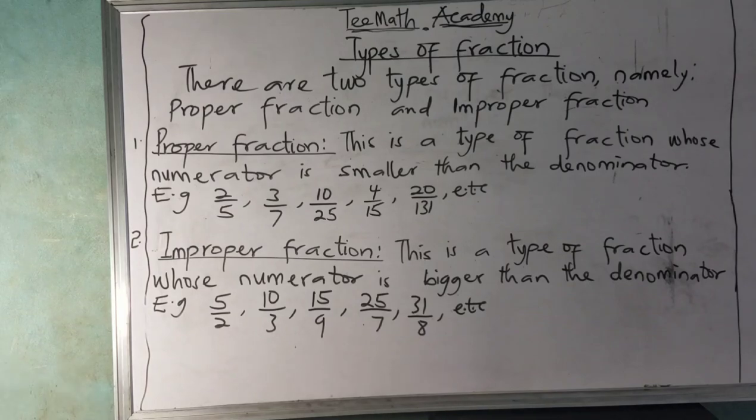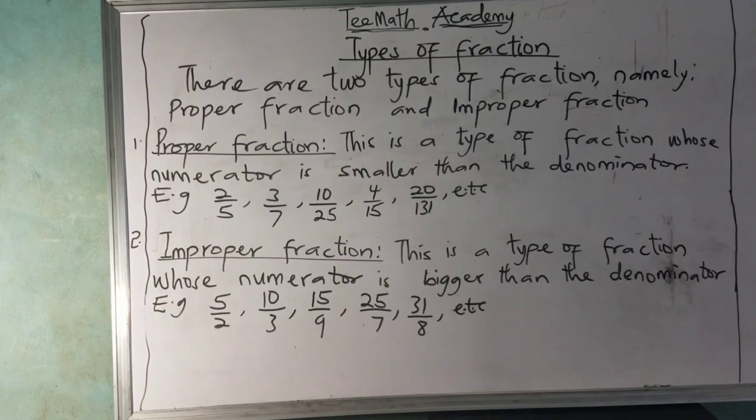What is a proper fraction? From the word proper, proper means something that is okay, something that is acceptable or that is good. This is a type of fraction whose numerator is smaller than the denominator. When the numerator is smaller than the denominator, we call it proper. When you have the small number on top and the big one down, it is proper.